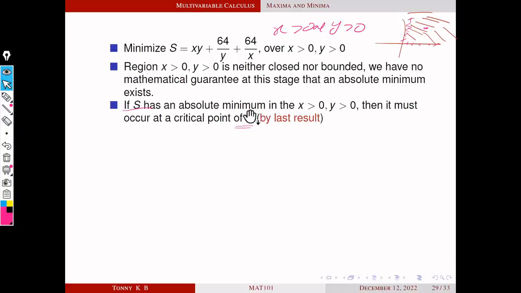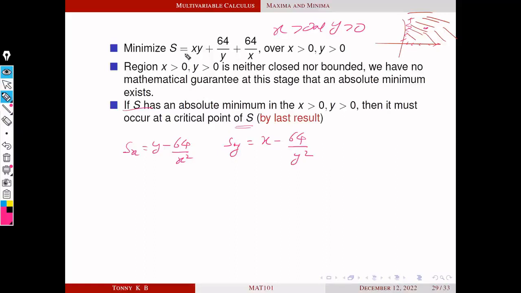Then how do we find the critical points? Either the function is non-differentiable or both partial derivatives are 0. It is clear that this function is differentiable in this region, because x is positive and y is positive. So we have to find those points where the two partial derivatives are 0.